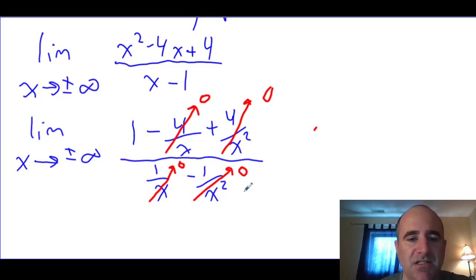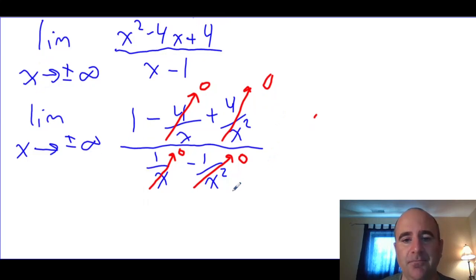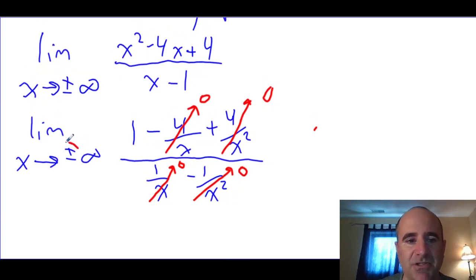So 1 divided by 0.00001, which would be a million. So this answer is infinity. Now, the answer also depends, is it positive infinity or is it negative infinity? Well, that depends on the plus or minus here.